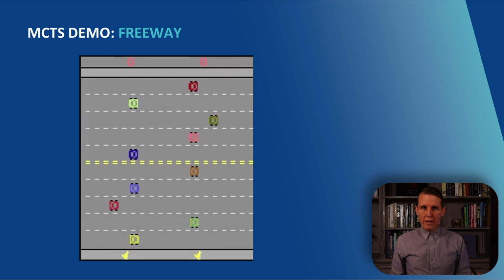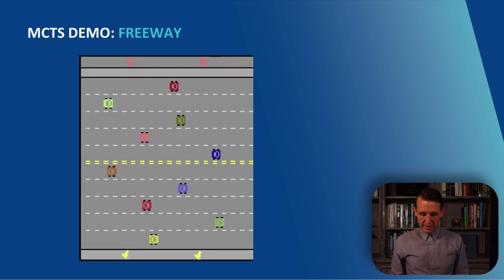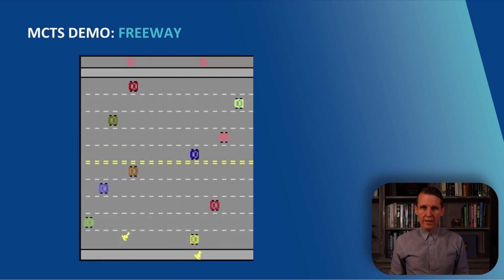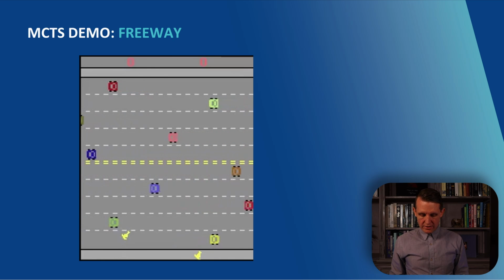On the one hand, it's doing one thing well. It's not getting run over by cars, at least not very often. But on the other hand, it's not getting to the other side. Why is this the case?